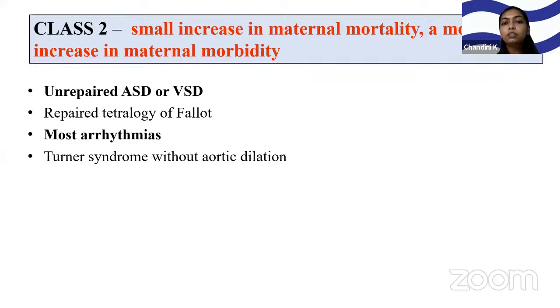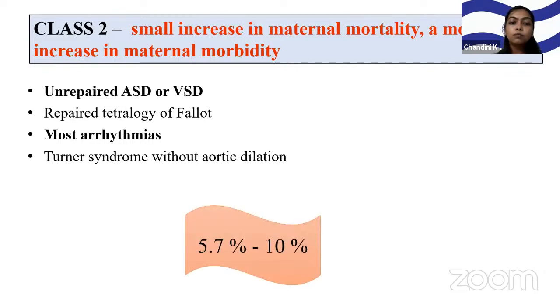In class 2, there is a small increase in maternal mortality, a moderate increase in maternal morbidity is seen. And this includes unrepaired ASD or VSD, repaired tetralogy of Fallot, most arrhythmias, Turner syndrome without aortic dilation. And the risk for morbidity in these patients is 5.7 to 10%.